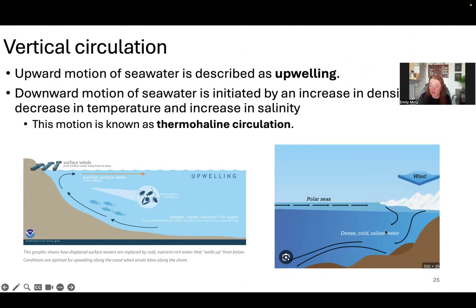So we have dense, cold, saline water that will sink, and eventually it will make its way back up in different regions of the world. We get some upwelling on Washington coast in the summer. It's really, really important because that summer upwelling on Washington's coast brings about nutrients. And then eventually it will make its way across the ocean and sink again.